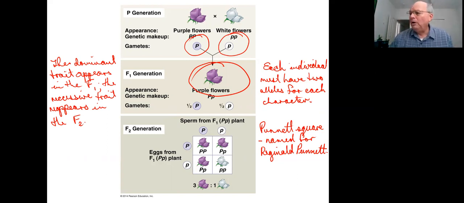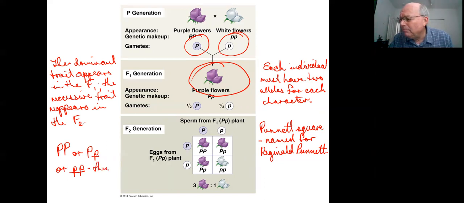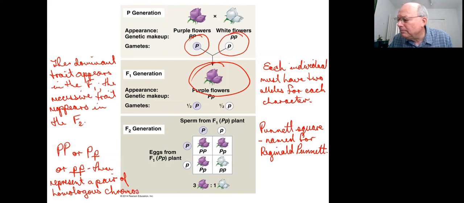And when we draw genetic combinations, so when we write big P, or we write little p, what these actually represent is a pair of homologous chromosomes, and whatever alleles happen to be on that pair of homologous chromosomes.